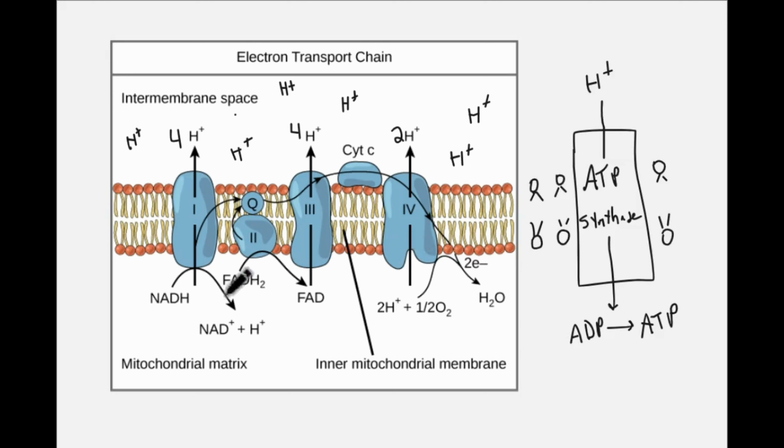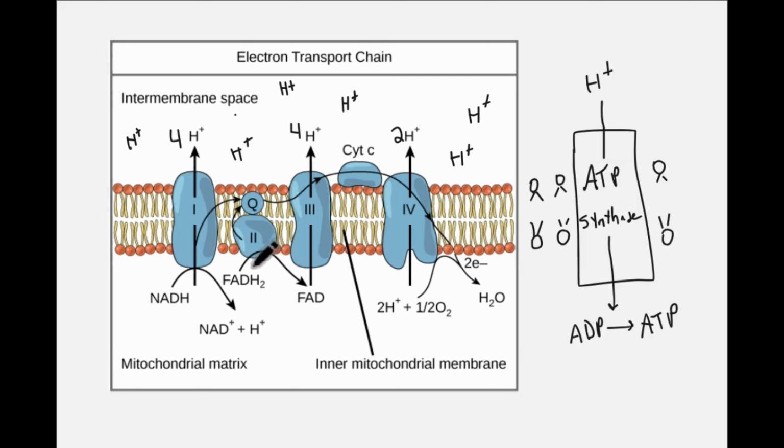As a result, they have the ability to take protons from the mitochondrial matrix and send them into the intermembrane space. Whereas complex 2, as you can see, does not span the entire membrane. As a result, it doesn't shuttle protons into the intermembrane space. So remember, complex 2 is the only complex that's not involved in sending protons into the intermembrane space.